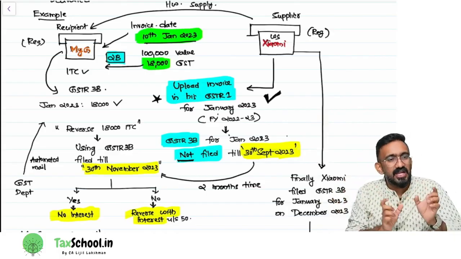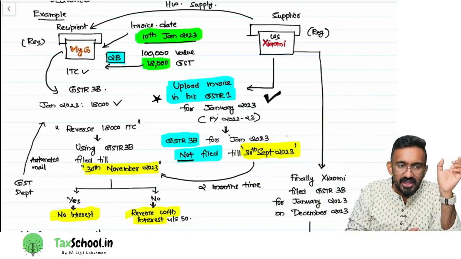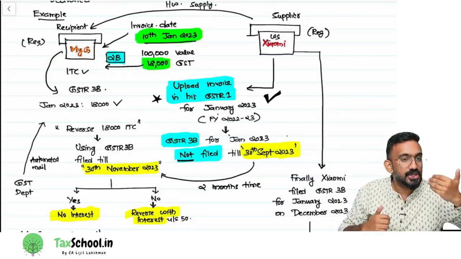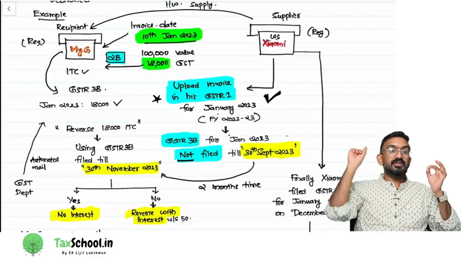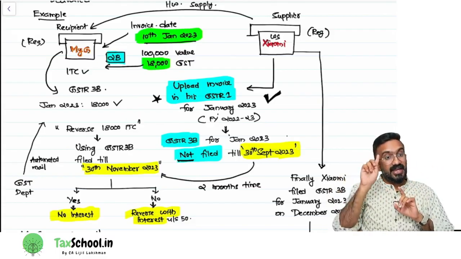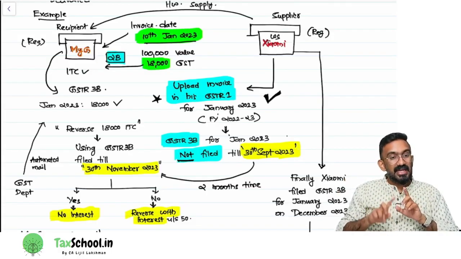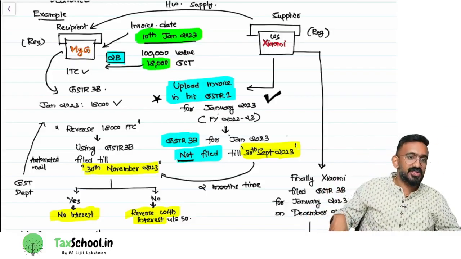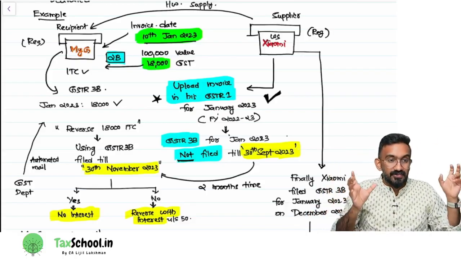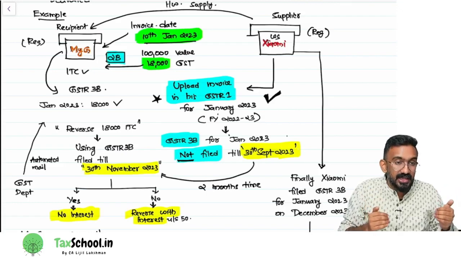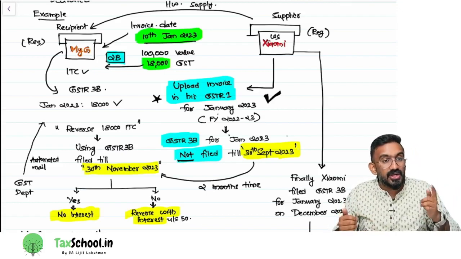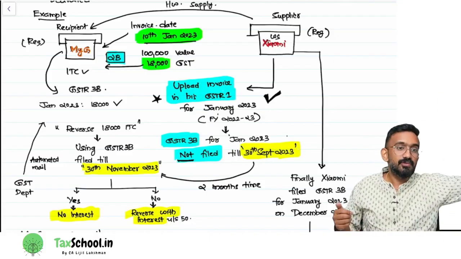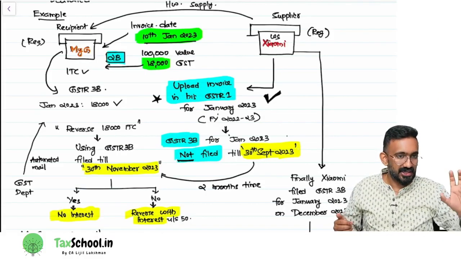When I say January 3B, when will January 3B be filed? On or before 20th of February. Always remember, in the examination question, when they denote January 3B, it is not the January-filed 3B. It is the 3B filed by 20th of February. The information in that return belongs to January, from 1st January till 31st of January. So the 3B that I file on or before 20th of February is called January 3B, because the information belongs to January. The name comes from which month the information belongs to. So don't get confused there.